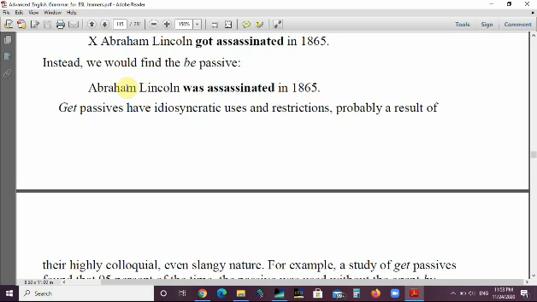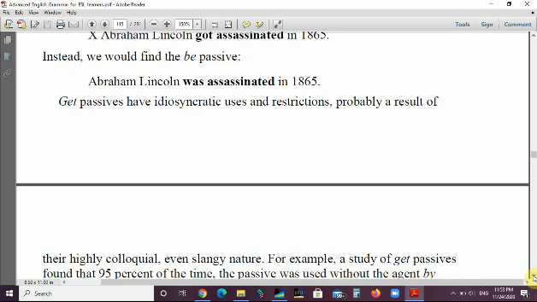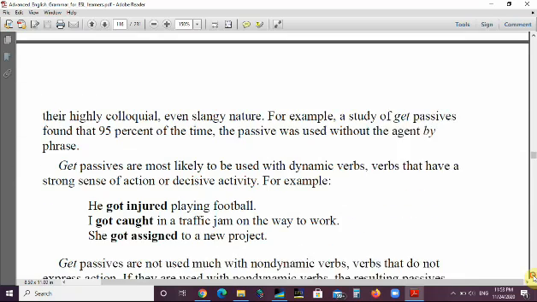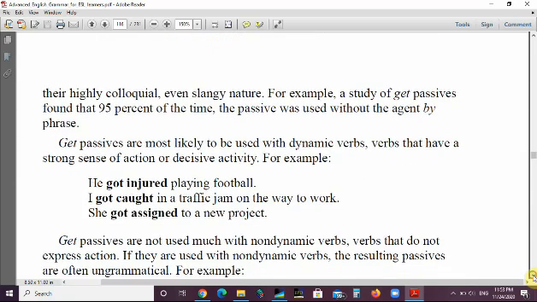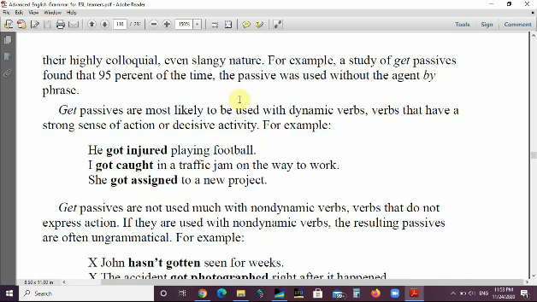This is more formal. Get passives have idiosyncratic uses and restrictions, probably a result of their highly colloquial, even slangy nature. For example, a study of get passives found that 95% of the time the passive was used without the agent by phrase. So after get, 95% we don't see by.